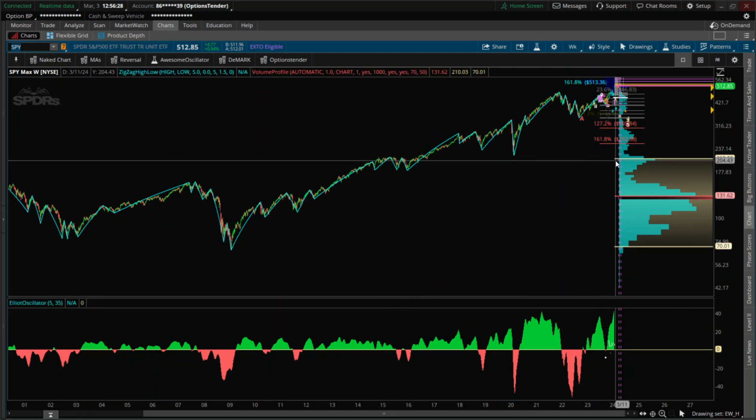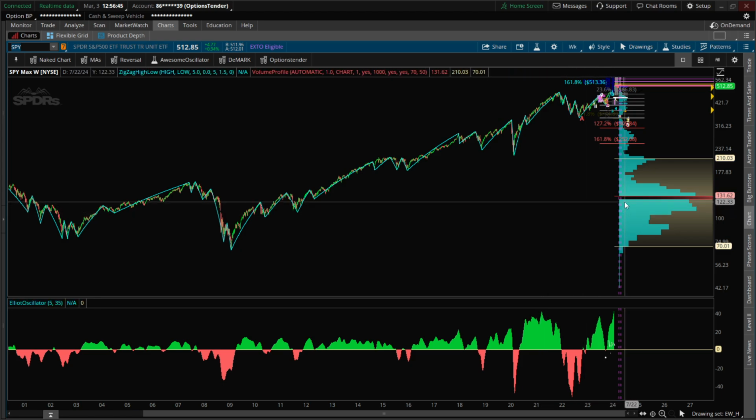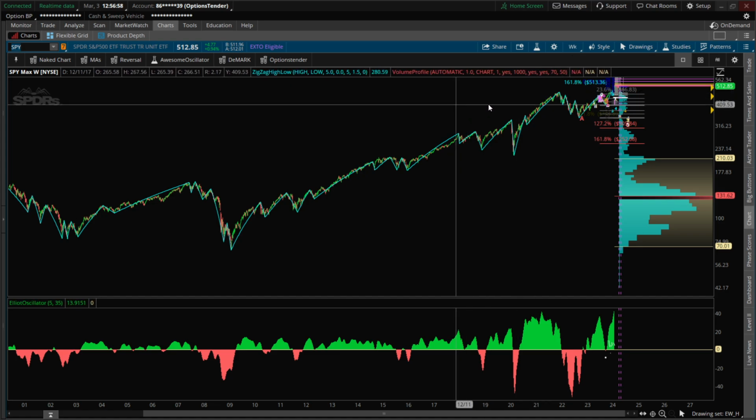You have this zone here that made that volume node there. So I do believe this correction can come all the way back down to this node. That's a huge buy zone at that point. And then there's some that say we're going to correct all the way to 2008 and 2000, all the way down to the major node here on the weekly time frame. Again, it's possible. Not looking in that direction yet, but we'll have to see day by day.